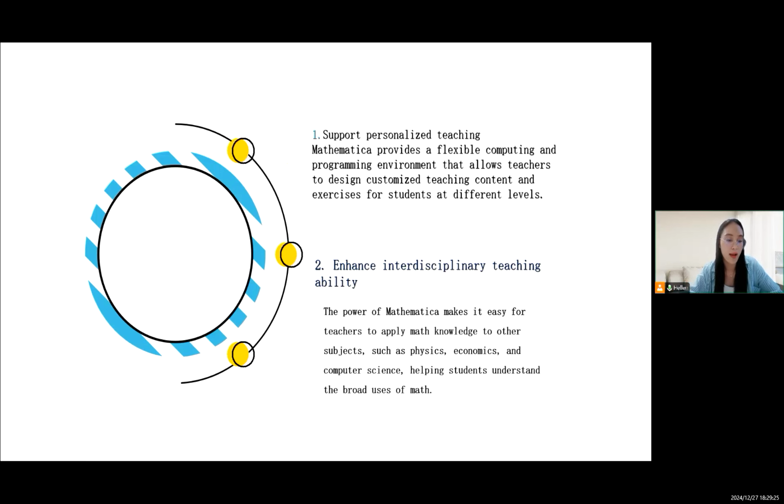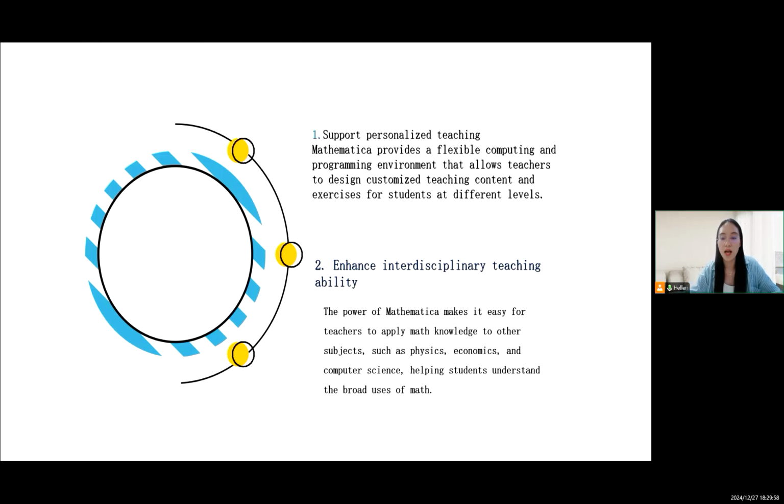For example, hierarchical practice design. You can design problems from simple to complex according to the student's ability level, such as from basic algebraic operations to higher order differential equation solving. And inquiry learning activities. Students are programmed to complete experimental tasks in mathematics, such as testing some number theory conjecture or simulating the distribution of random events.